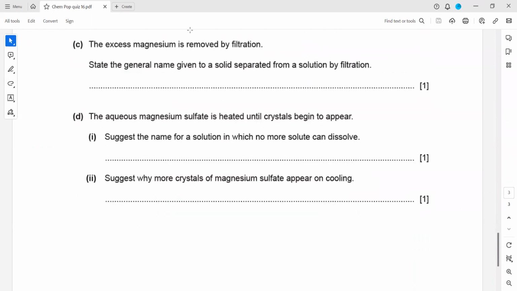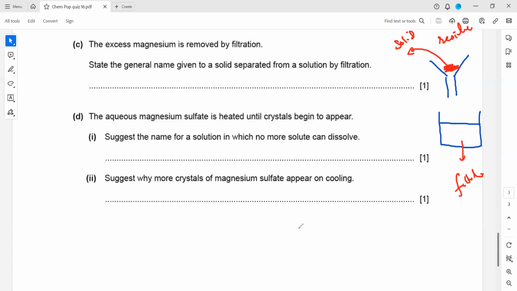Then in part C, the excess magnesium is removed by filtration. State the name given to a solid separated from a solution by filtration. What do we call the solid which is left behind in filtration? When we are carrying out this filtration, the solid will be left behind here and the solution will pass through; that is called the filtrate. The solid which is left behind is known as the residue. And what passes through a filter paper is called the filtrate. So if the question was to name a substance which passes through a filter paper, that will be the filtrate.